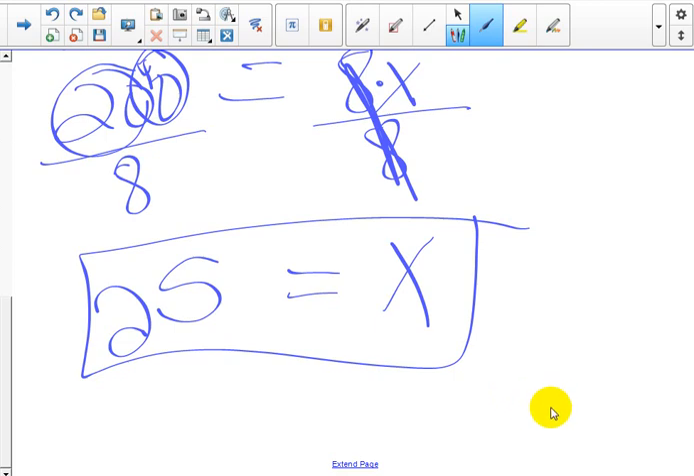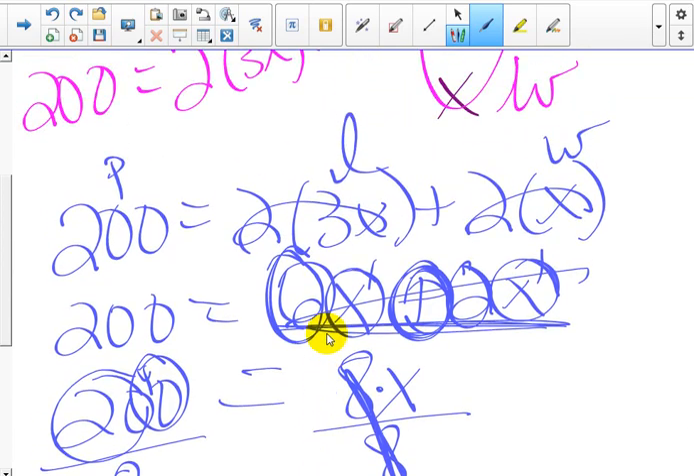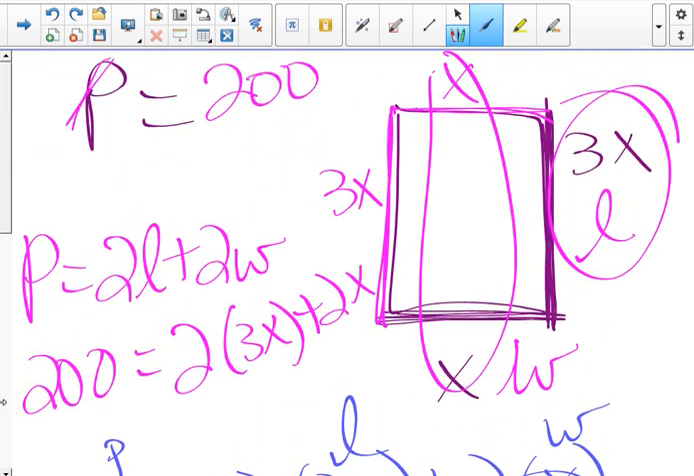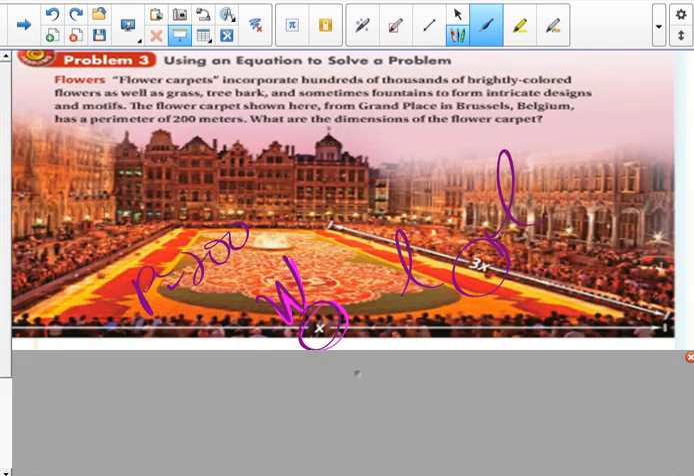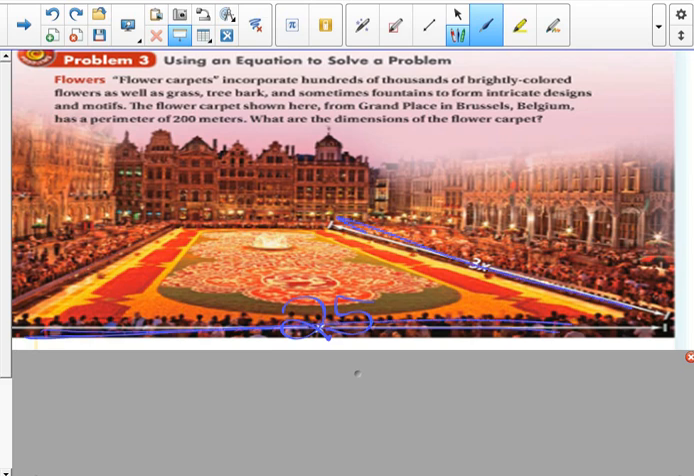They asked us the dimensions of this garden. Well, if we know x, we can tell them the dimensions, right? So let's go back to the original. So if x is 25, that means that this side is 25 meters, and this side is 3x, which is 75 meters. So we can say the dimensions are 25 by 75 meters.